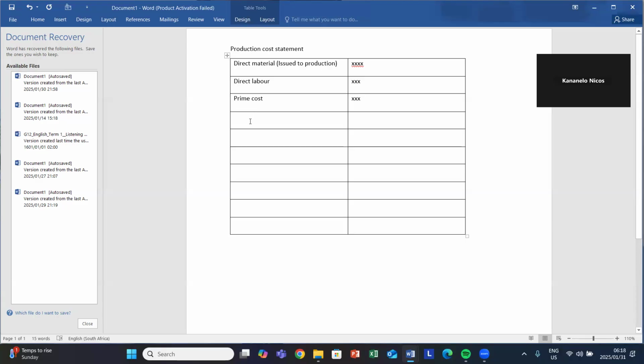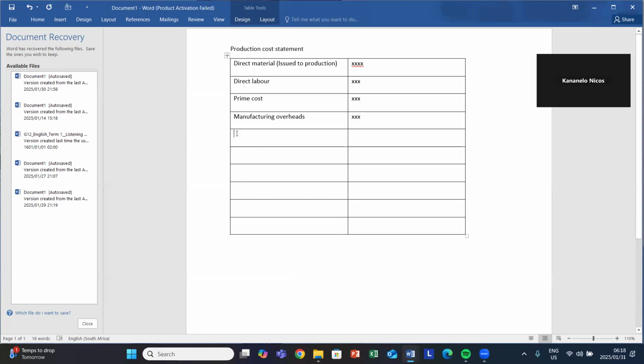And then after that, we have what you call manufacturing overheads. In manufacturing overheads, we record all the indirect costs that happen in the production process. So our manufacturing overheads value, we'll record it there. And then we will add our prime cost with our manufacturing overheads.